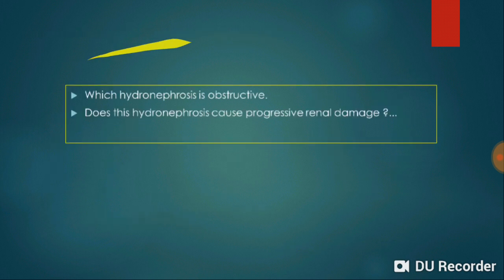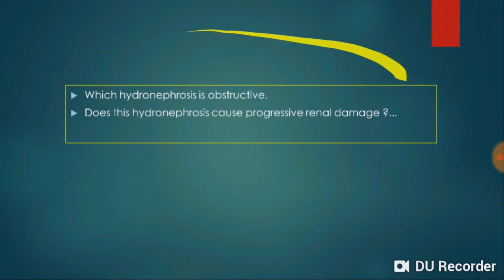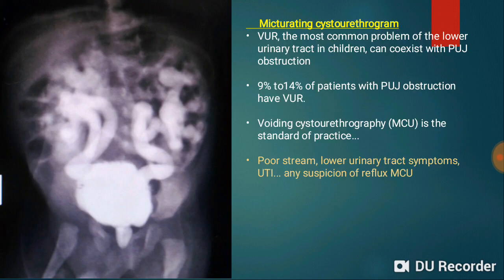We don't know which hydronephrosis is obstructive, and a renal ultrasound will not clearly delineate it. It can say there is hydronephrosis, but it will not say which hydronephrosis is obstructive. Does the hydronephrosis cause progressive renal damage? The renal ultrasound cannot give that answer either. So, what will we do? We have to go for other investigations in our armamentarium.